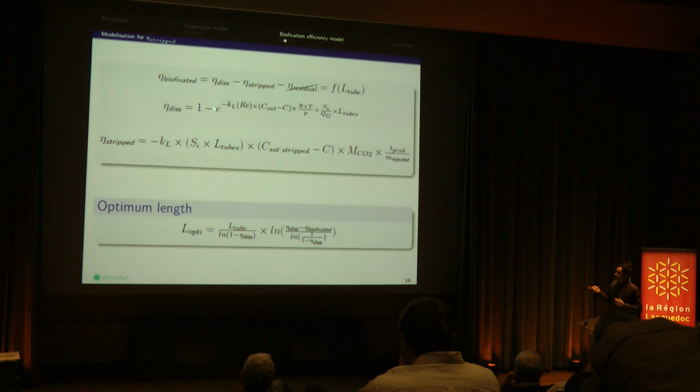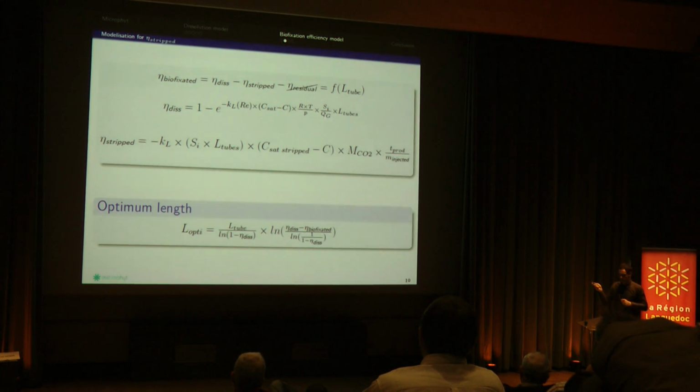So we've talked about the dissolution efficiency, and we've modeled the stripping efficiency due to the air injected removing the CO2, considering that, as it is continuous, we have an equivalent rectangular exchange interface along the photobioreactor. And we can see that it's proportional to the time of production over the mass injected.